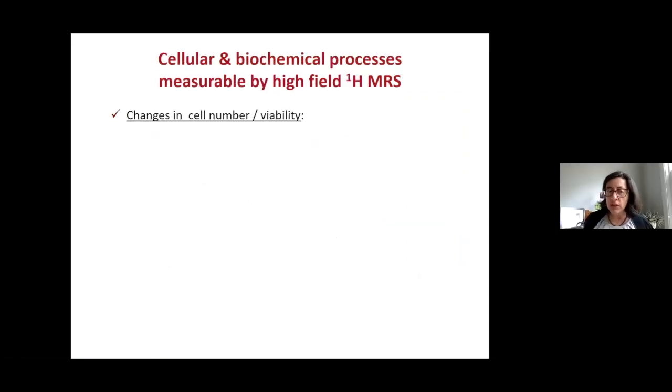So just to give you an idea on what cellular and biochemical processes are measurable by high-field proton MRS: changes in cell number and viability. For example, we have some neuronal markers, N-acetyl aspartate that I already mentioned, and glutamate. Most of the excitatory neurons we have in the brain are glutamatergic neurons. So if you have any neurodegenerative condition, NAA and glutamate tend to go down together.